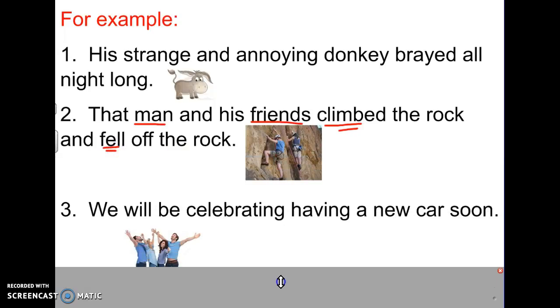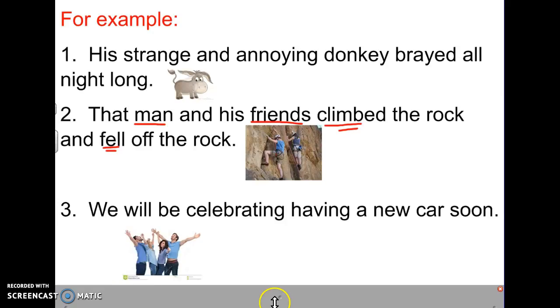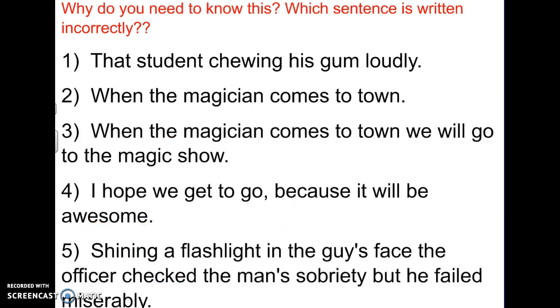And this one down here, we will be celebrating having a new car soon. This clause, this sentence is not about a car, it's about celebrating. We is the subject, will be celebrating is the verb. So you always have to be able to find the subject and the verb, and then find any groups of words like phrases that are acting together as something else in the sentence. And remember, sometimes the subject and the verb are the sentence.